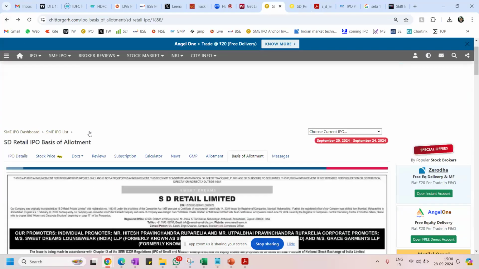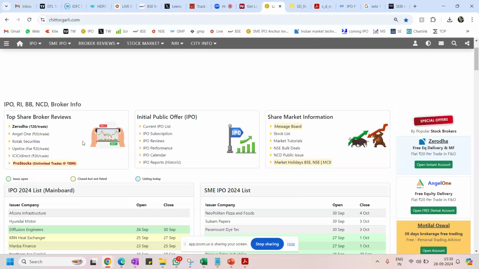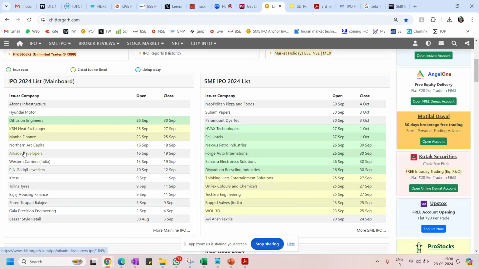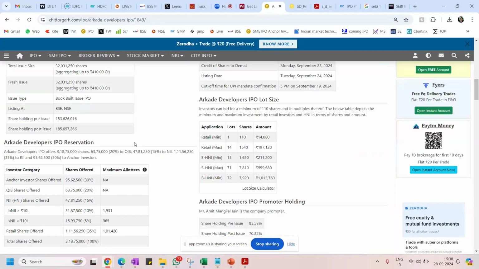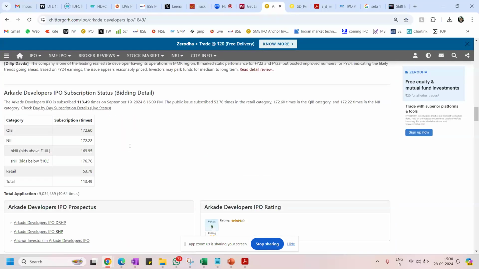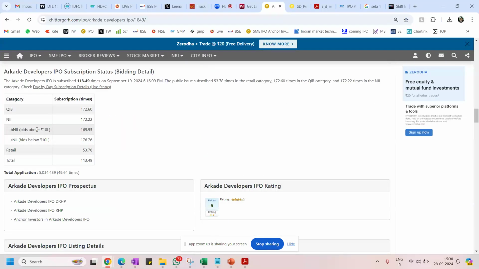Just to double check, I'll just open one of the mainline IPO, yeah. So let's say Arcade Developers, okay. So the category is like this: retail. तो रिटेल में आपने 13 लॉट्स तक करोगे तो रिटेल में गिना जाएगा. अगर किसी ने 1 लॉट किया और किसी ने 13 लॉट भी किया, सबको 1 लॉट ही मिलेगा.